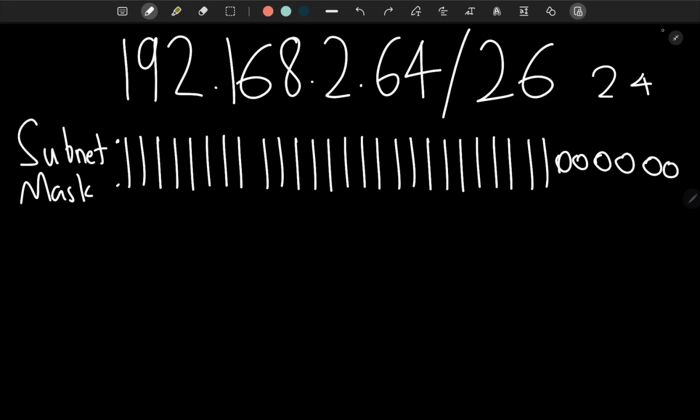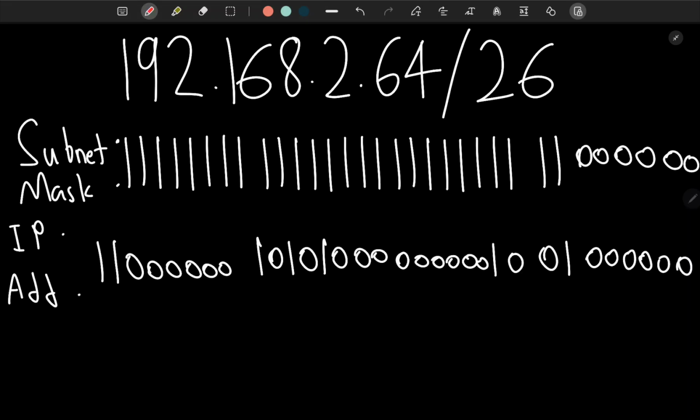So let's just go back. Now the next step is to write the IP address in binary. If you don't know how to do that, I have made a video on how to convert decimal to binary, so you can check that out. Now we can draw a line where the ones stop for the subnet mask, which is right here.